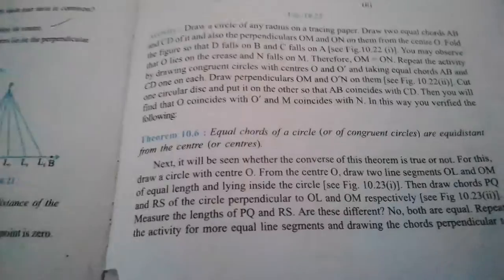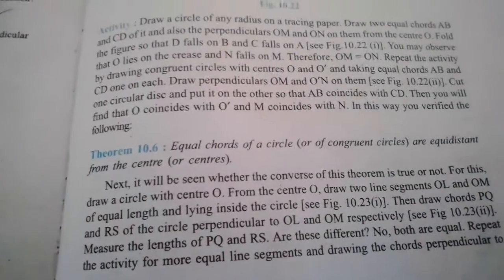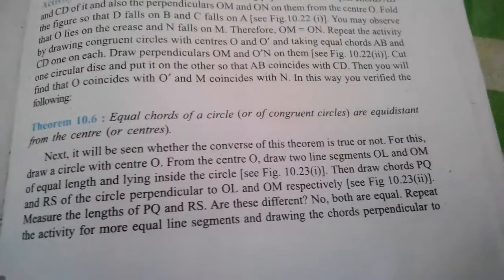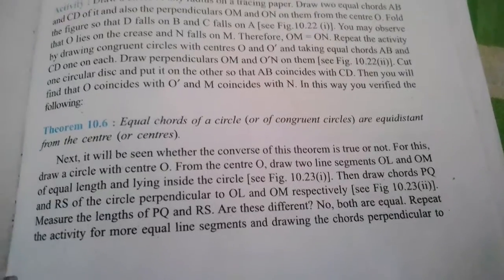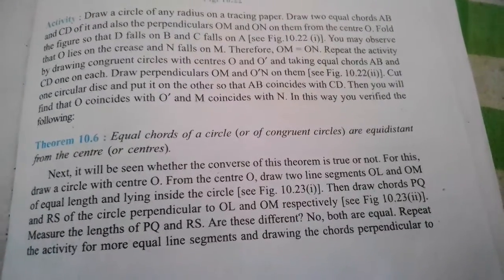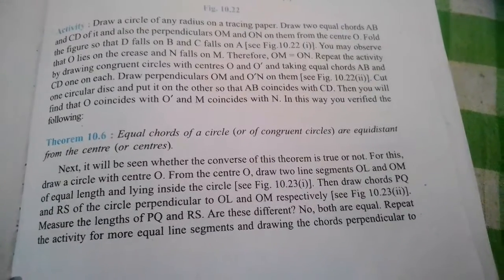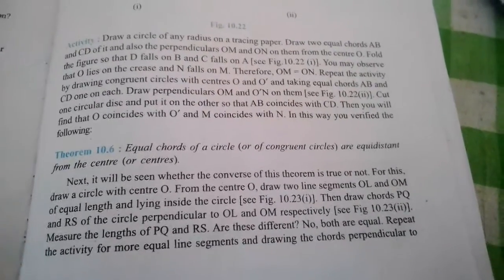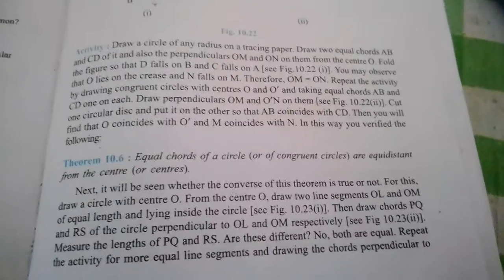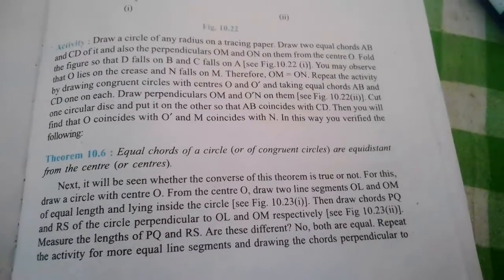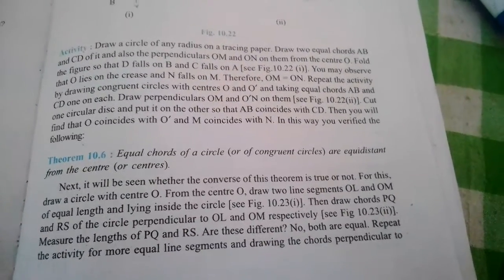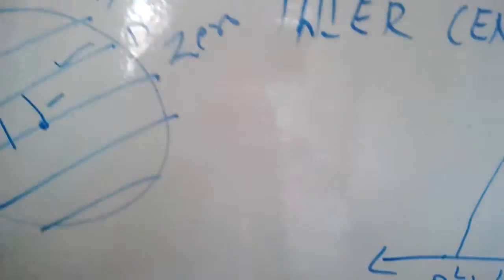Okay, next concept is a theorem. Equal chords of a circle are equidistant from the center. There is no proof for this theorem. I will just explain what the theorem says. Equal chords of a circle are equidistant from the center.